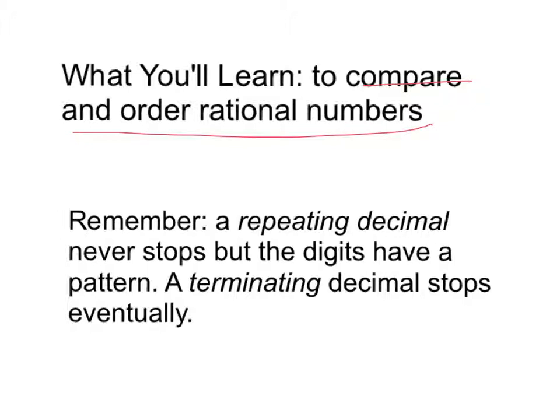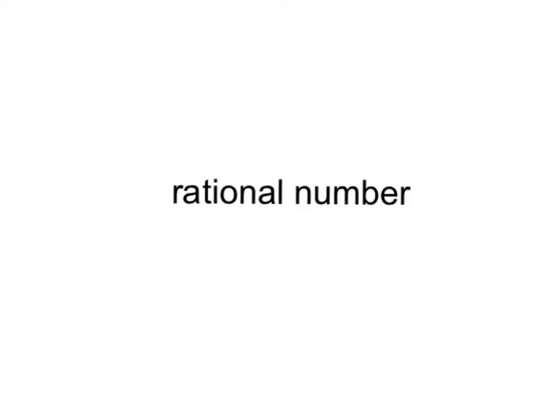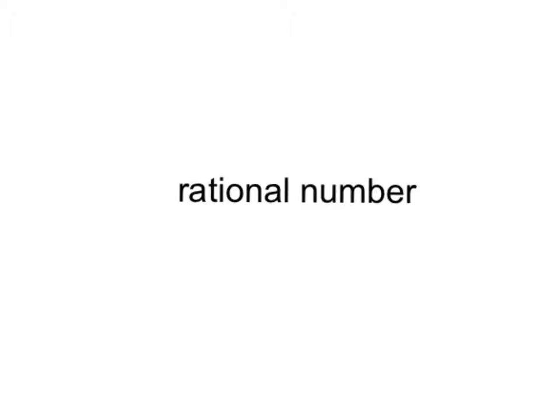And remember, a repeating decimal never stops, but the digits have a pattern. A terminating decimal stops eventually. You have one term to define in this video, and that is rational number. When you see it, be sure to pause the video and write the definition in your notebook.